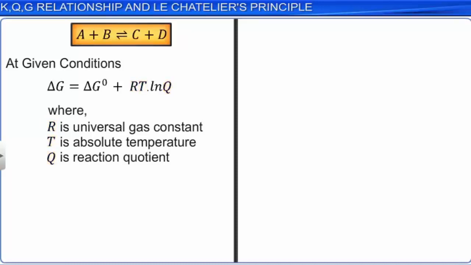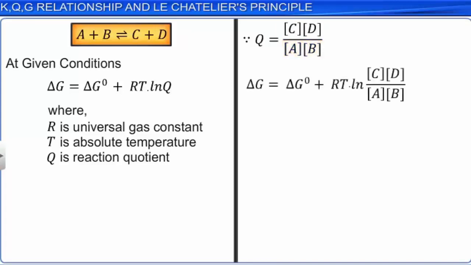Since the reaction quotient Q for the reaction is equal to the product of the concentrations of the products C and D divided by the product of the concentrations of the reactants A and B, the equation can be written as delta G is equal to delta G naught plus RT ln product of concentrations of products C and D divided by product of concentrations of reactants A and B.